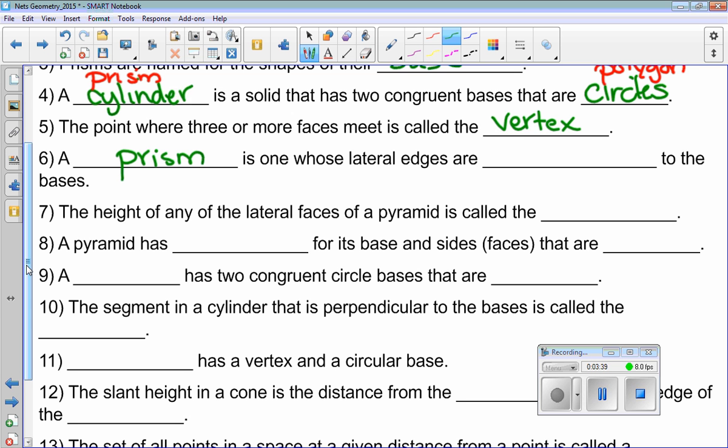Someone make a triangular prism. Someone make an octagonal prism. Try to create a different type of prism. In order to make a prism, you have to have a bunch of rectangles and then two bases. So pick two shapes to be your bases, and then pick a bunch of rectangles to fill in the sides.